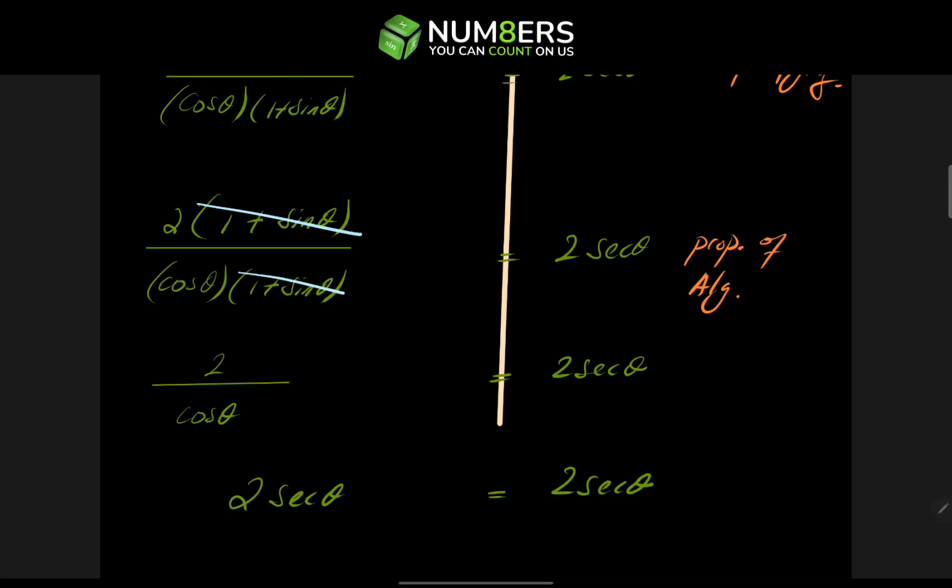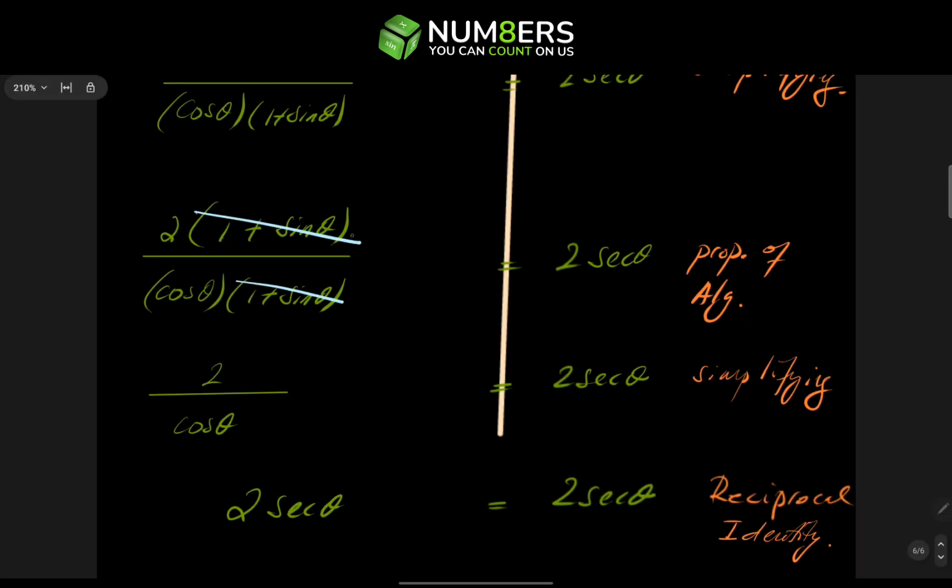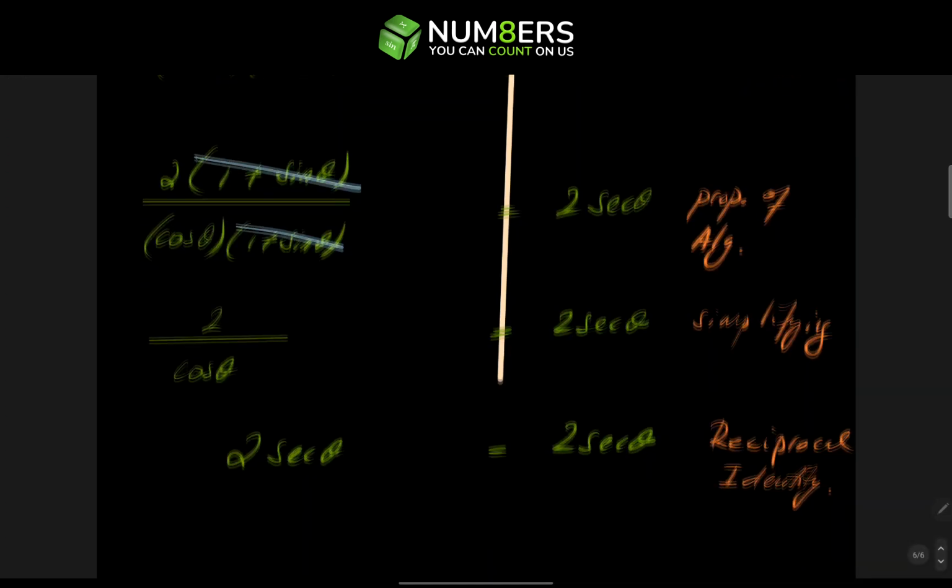And here we use the reciprocal identity, so we write reciprocal identity, and we're done with this question. Here we're going to write simplifying, because we simplified by canceling out 1 plus sine theta on top and bottom. And that's it for this question.